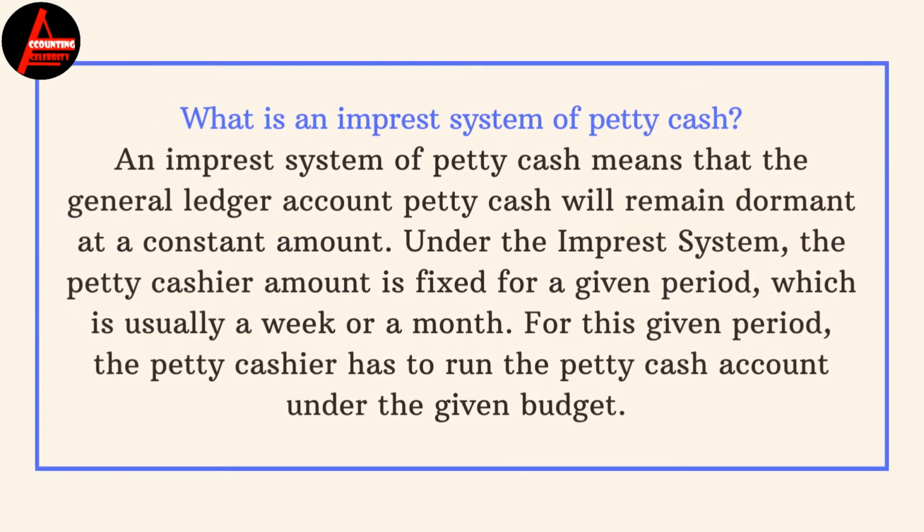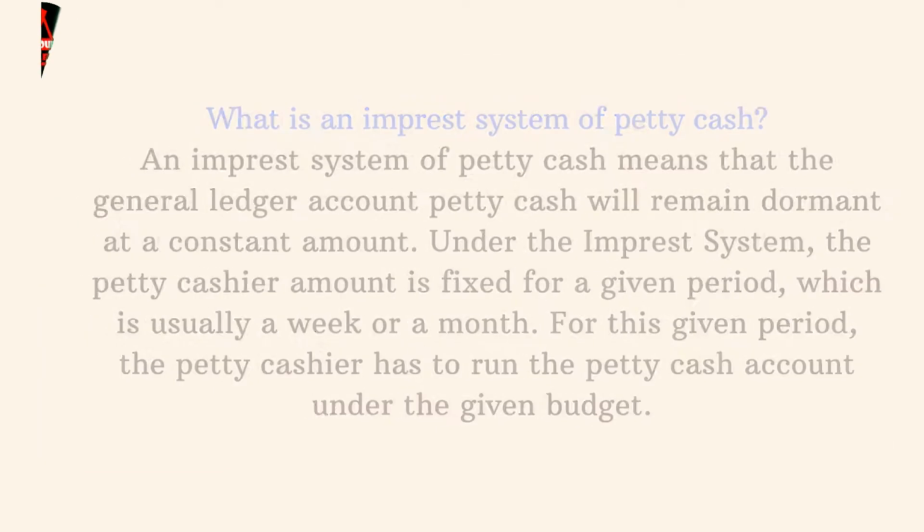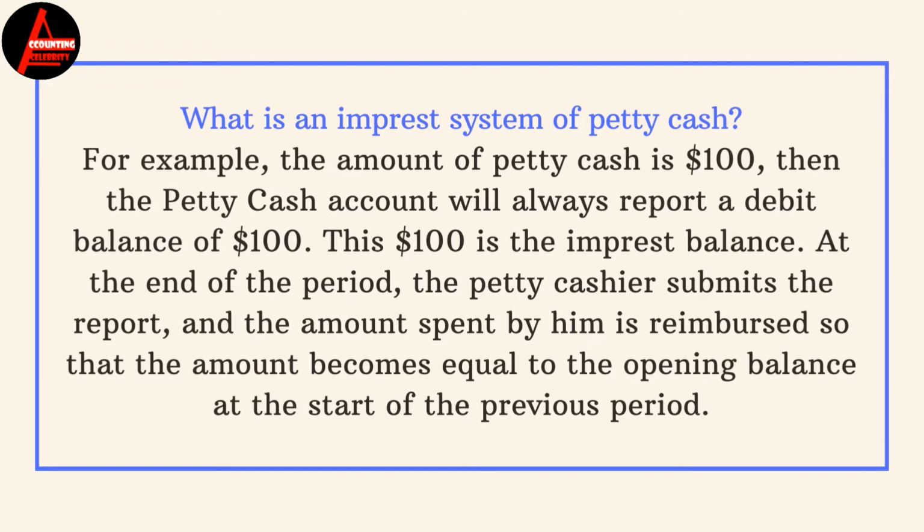An Imprest system of petty cash means that the general ledger account petty cash will remain dormant at a constant amount. Under the Imprest system, the petty cash amount is fixed for a given period, which is usually a week or a month. For this given period, the petty cashier has to run the petty cash account under the given budget. For example, the amount of petty cash is $100.